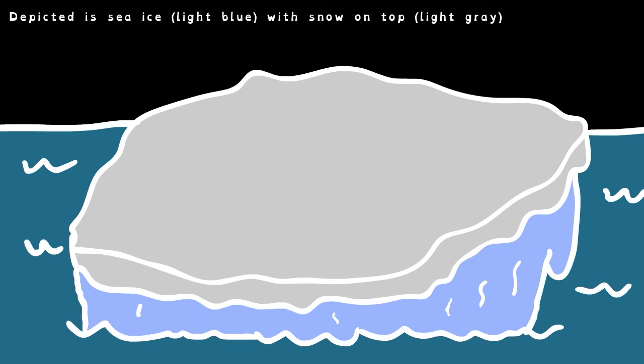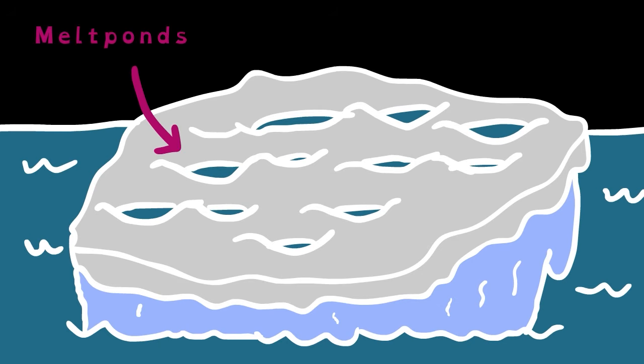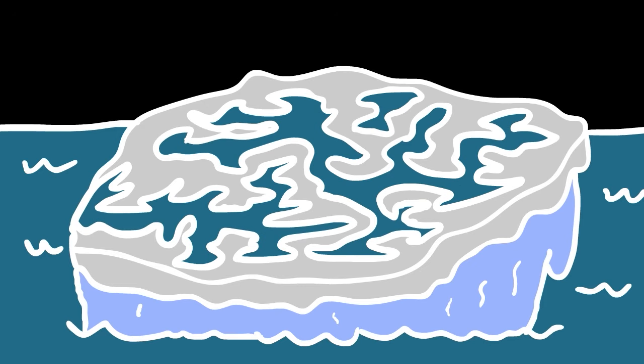In late spring, the snow on top of sea ice starts to melt, which leaves small ponds of water. As time goes on, these simple melt ponds combine with others and form these long, maze-like structures. And furthermore, ice is white, which means that solar radiation is reflected away.